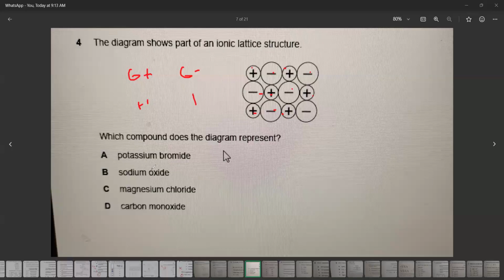1:1. So which compound has a ratio of 1:1 between positive and negative ions? Potassium bromide, KBr, will be 1:1. Sodium oxide will be 2:1. Magnesium chloride will be 1:2. And carbon monoxide is not an ionic compound at all. So we want the positive ion to be smaller, the negative ion to be larger, and the ratio between the positive and negative ions to be 1:1 in the given diagram. Is it clear?